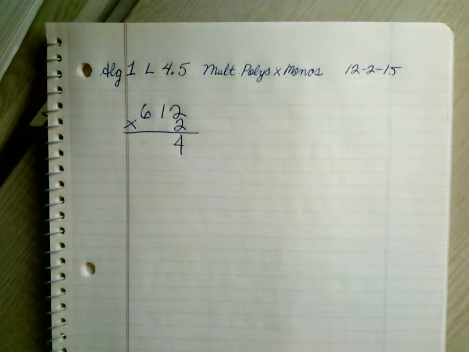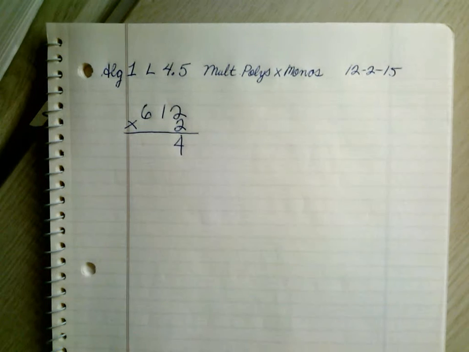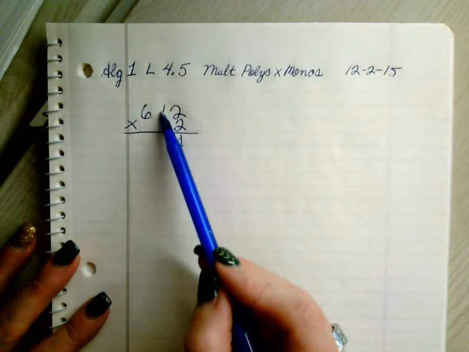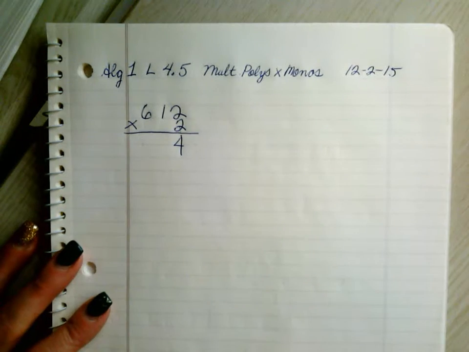The answer is 4, right? That's the answer. 612 times 2. The answer is 4? No. Why isn't it just 4? I only did one step. I only multiplied by one piece. I did 2 times 2, but I didn't do this piece or that piece, right?